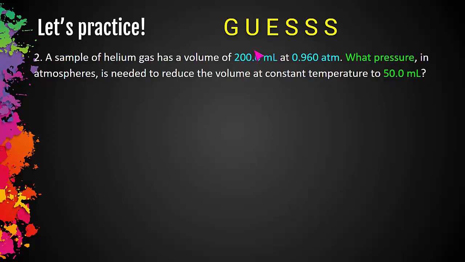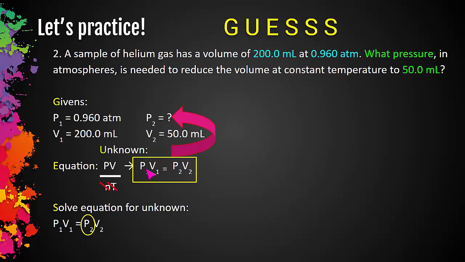Well, volume is definitely changing from 200 milliliters to 50 milliliters. We had a starting pressure of 0.96 atmospheres, and it asks for the new pressure, so pressure is changing. It says constant temperature, so temperature is not changing, and it doesn't say anything about number of moles, so we need to use the equation that only uses pressure and volume. That is going to be Boyle's Law. It's the equation here in the yellow box. So that's what you want to write down in your notes.